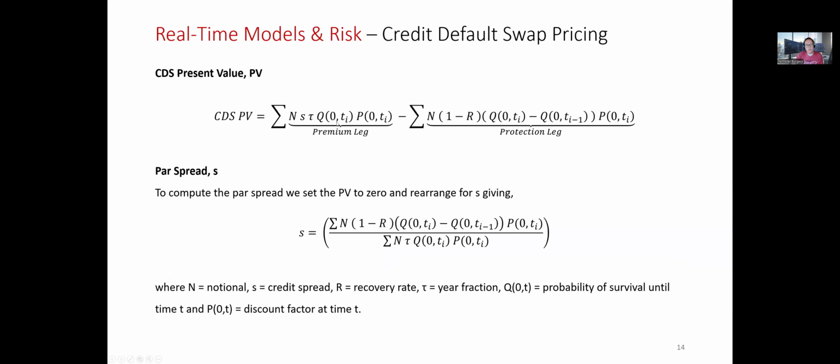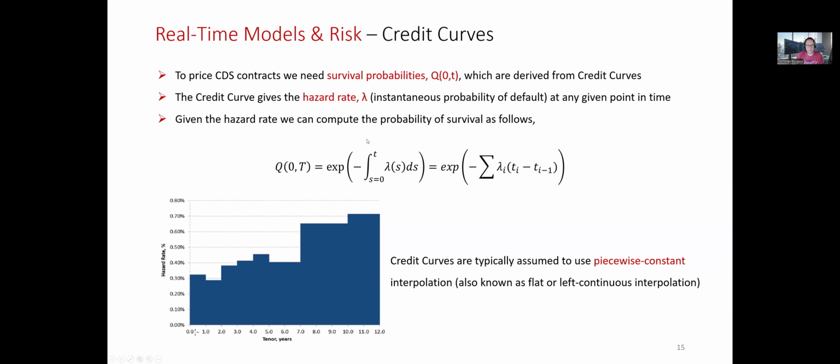Secondly, you need to know the probability of surviving. And then once you have that, you can price your CDS. You have everything you need. Now, the probability of surviving, we calculate that from our credit curve.